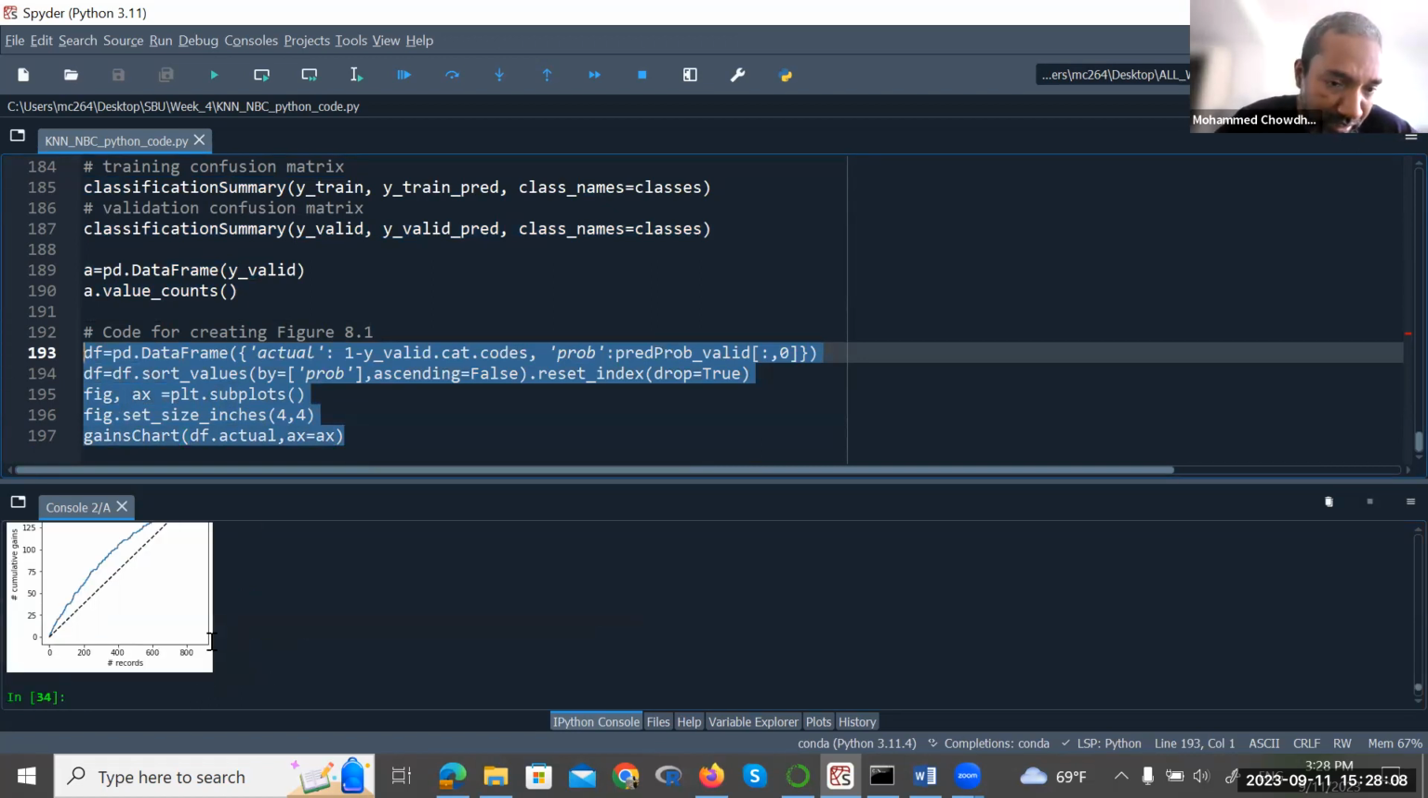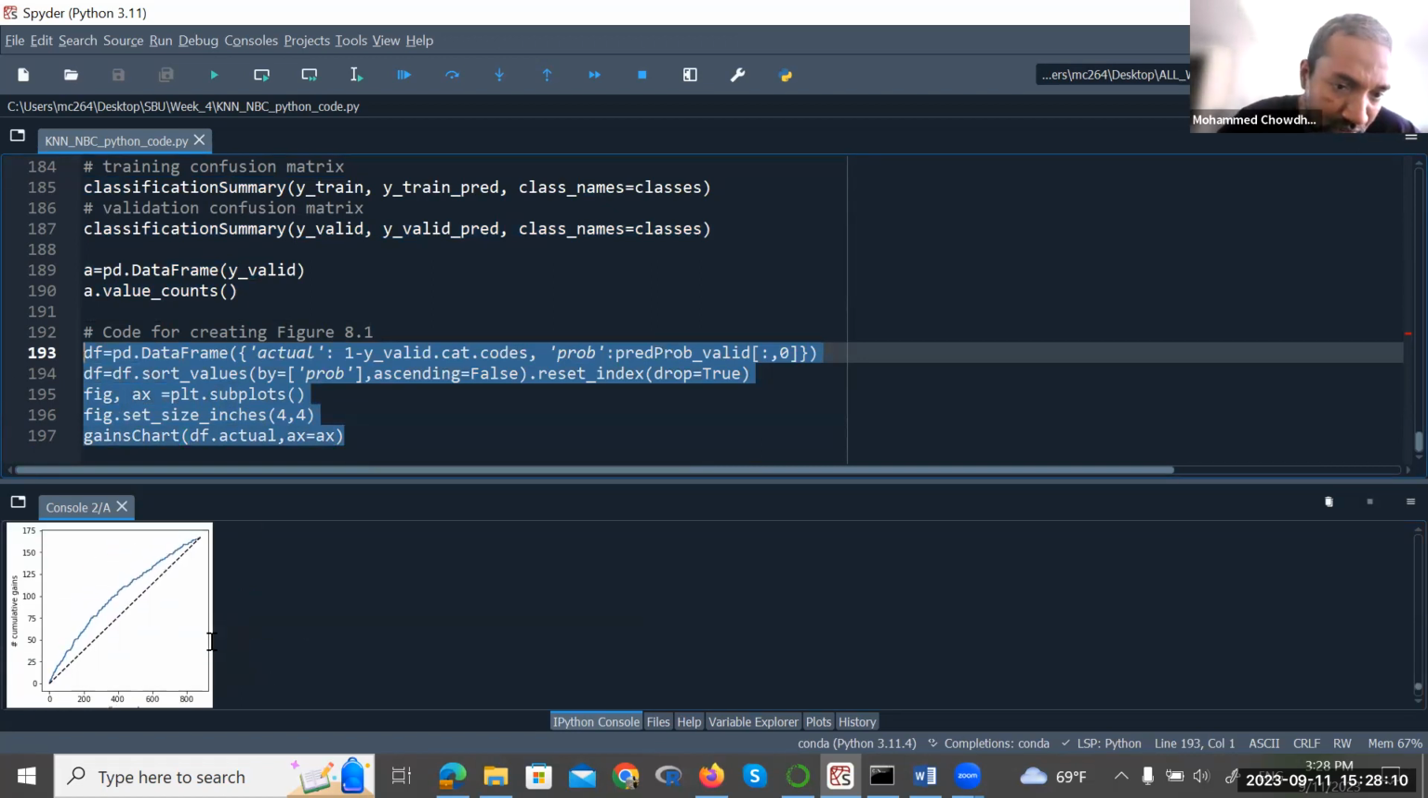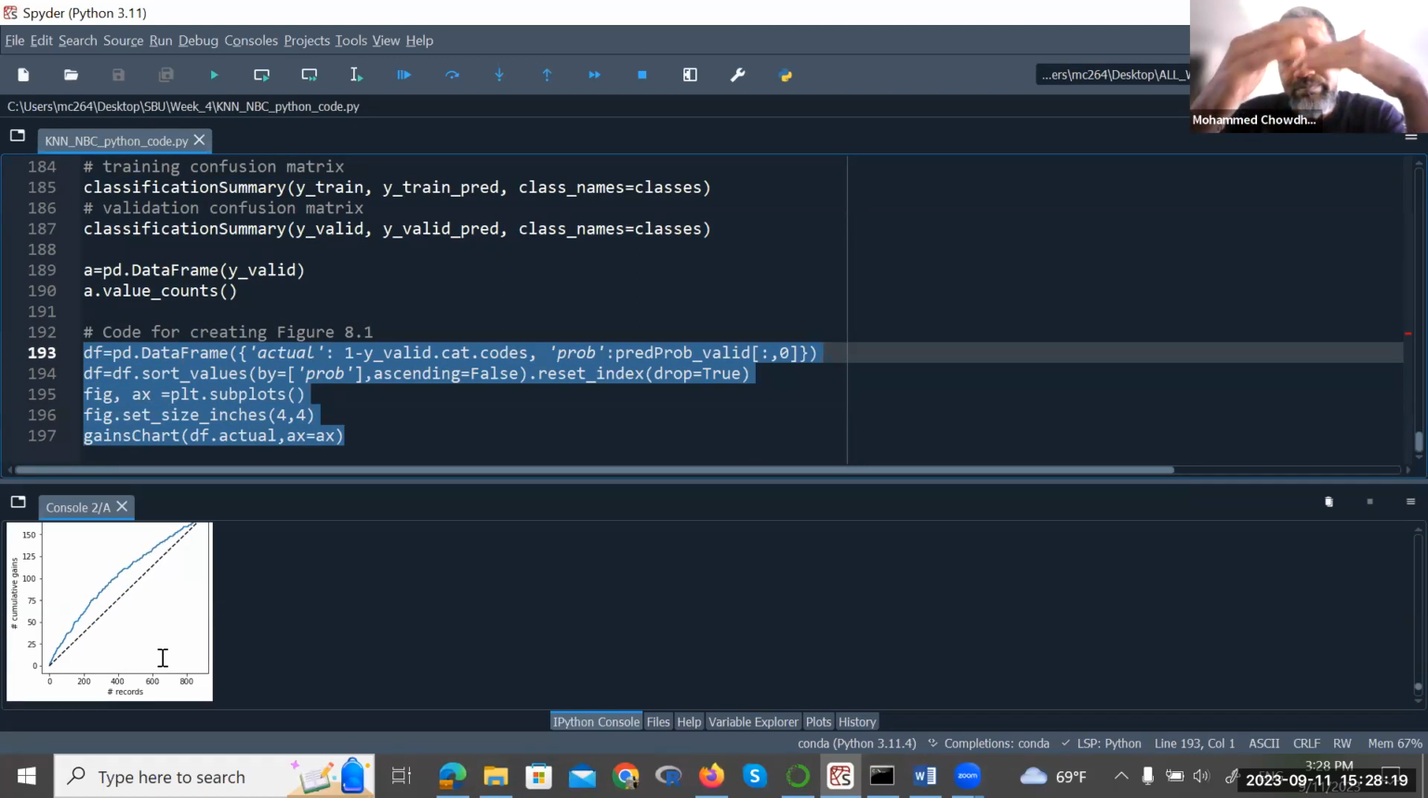The graph says that as the number of records is increasing, the cumulative gain is more stable, which means correct classifications, that rate is increasing.